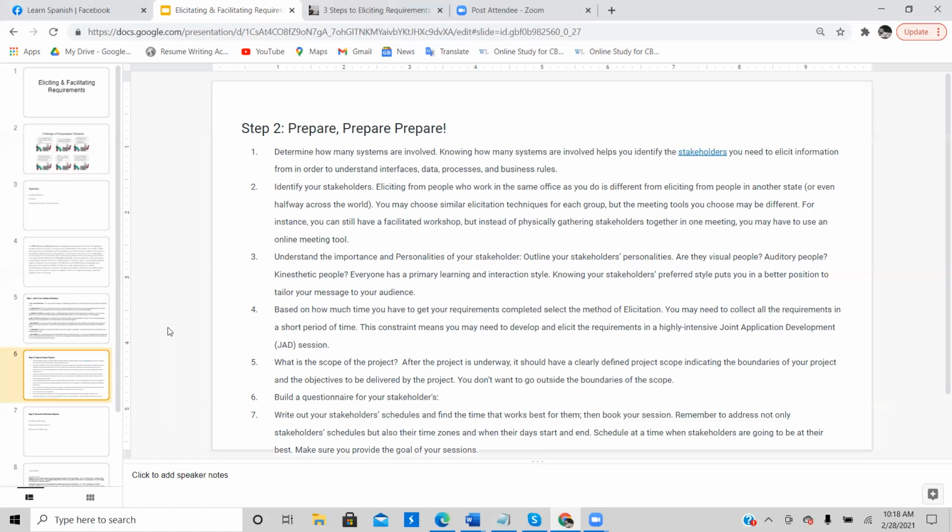Number 7, understand your stakeholders' schedules and find the time that works.